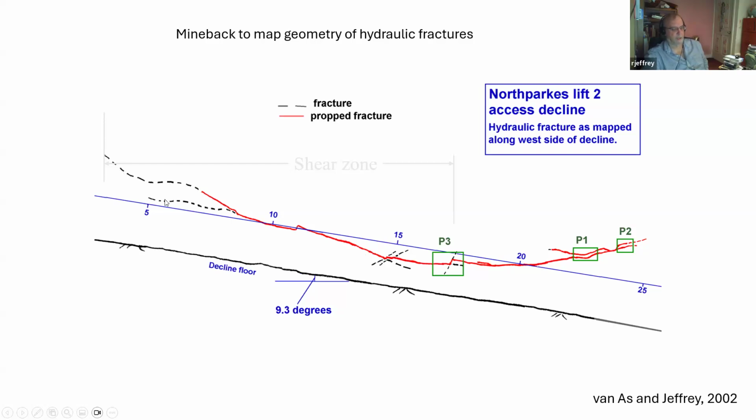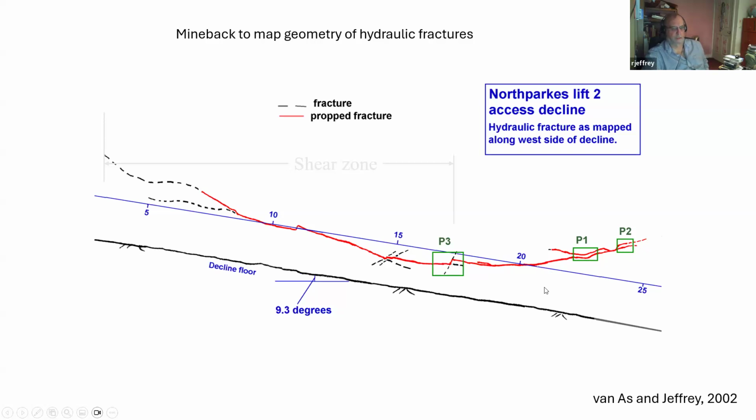And this part up here was a sheared fault or a shear zone where we could see slickensided material in the fracture, and it was fairly easy to map the fracture even without proppant. And the hydraulic fracture followed that down to about here, and then it stepped out of it and propagated through unsheared rock along here. And at about this point, the fracture went up into the roof and we couldn't map it any further.